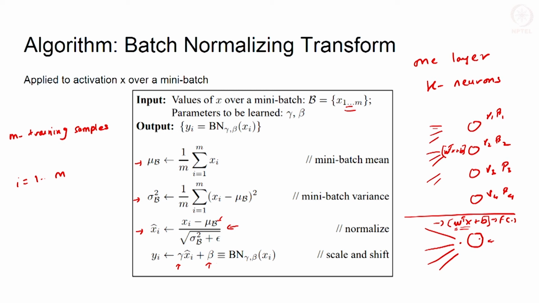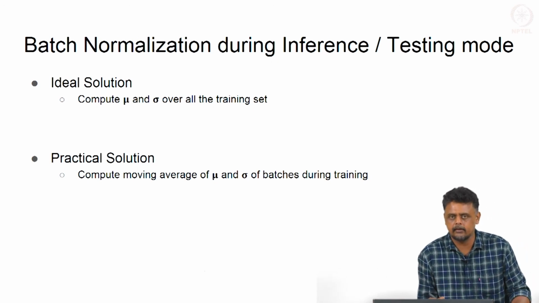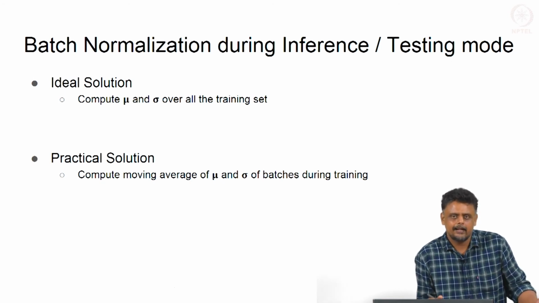These gamma and beta are again estimated by back propagation. Remember that if there are k neurons in a hidden layer, you will have k such parameters, so it is an addition of k such parameters. This is how it is trained. For every layer you will have a gamma and beta, estimated during training by back propagation. Now, once you are done training, how do you do the testing and inference?